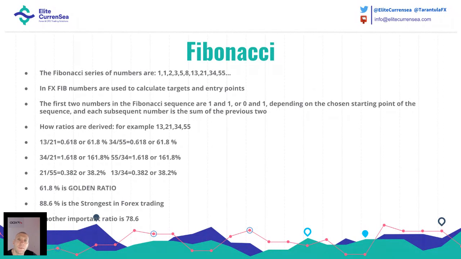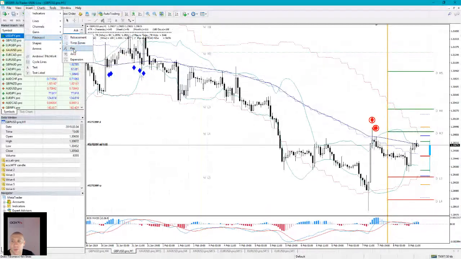We can actually differentiate between different tools on the MT4. If you open the MT4 platform, you will see a lot of tools regarding Fibonacci. So I will show you that right now. For example, if you go here to Fibonacci, you will see retracement, Fibonacci time zones, Fibonacci fan, Fibonacci arcs, Fibonacci expansion. What I'm going to do today is to explain Fibonacci retracements.